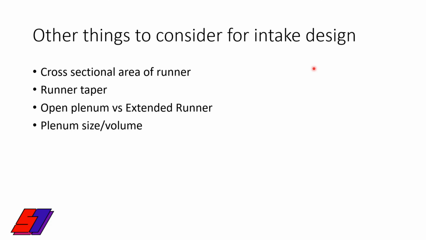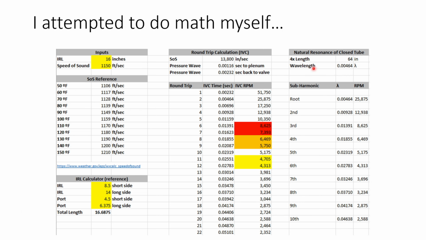So just some other general things before we move on and you only look at intake runners based on their length: the cross-sectional area, the taper of the runner, what's the plenum? Do you have air horns extending into the plenum, or is it open, like on that high ram that we looked at before, where the runners just kind of terminate with a nice radius inside of a box? And then also the plenum size and volume.